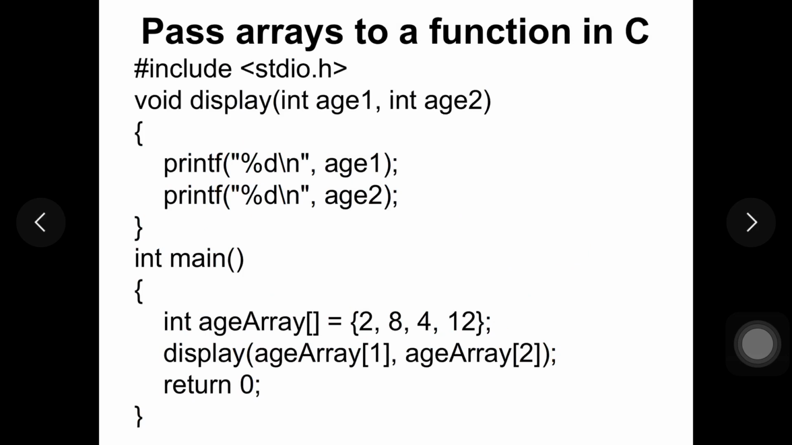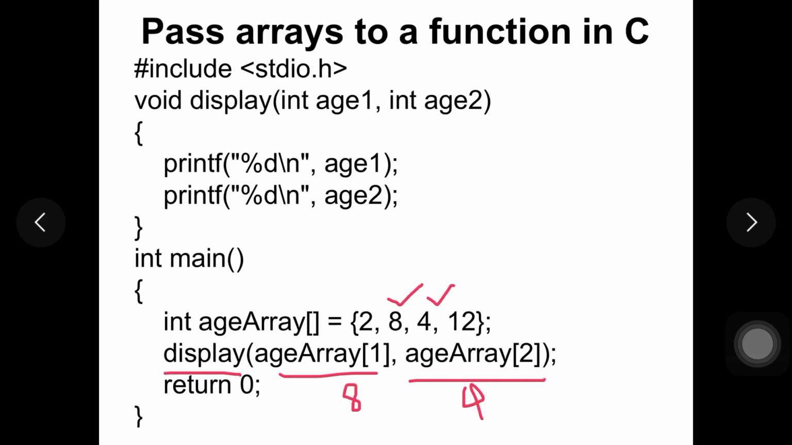So inside the main function we have declared an array, that is age array, which has the values 2, 8, 4 and 12, and we are calling the function display with the array elements age array of 1 and age array of 2. Now what is age array of 1? Age array of 1 is 8 and age array of 2 is 4 here. So indirectly, what we are doing here is passing the value 8 and the value 4 to the display function.